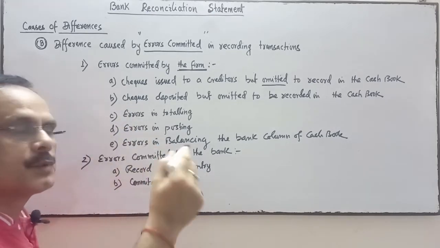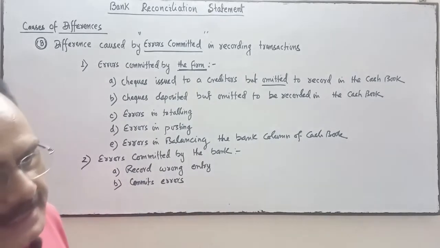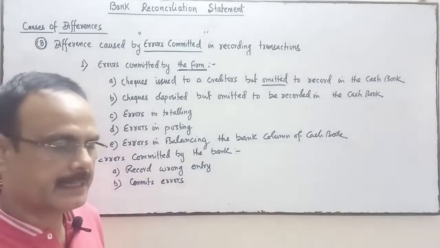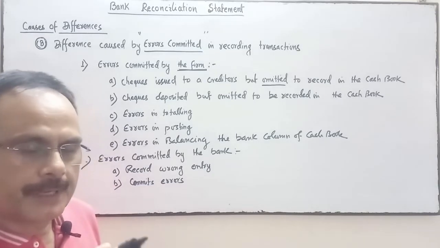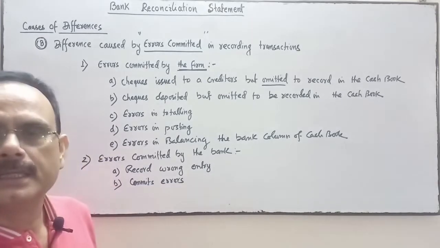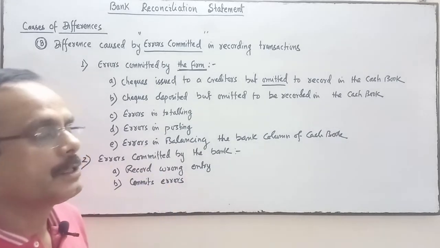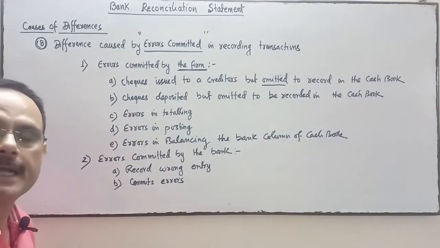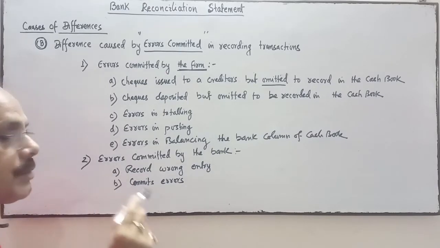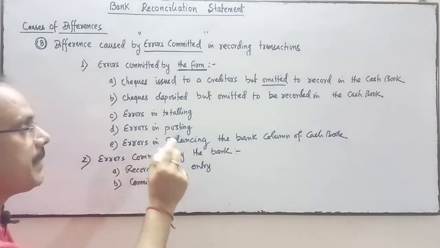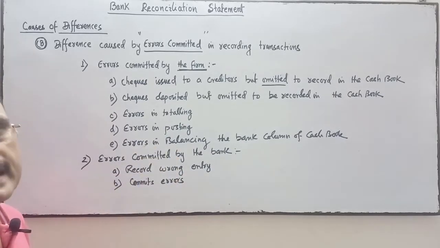The error in posting. Instead of posting in the credit side of the cash book, we have wrongly posted in the debit side. Instead of posting in the cash column, we have posted in the bank column. Instead of posting in the bank column, we have posted in the cash column. So these are the errors committed by the accountant of the business in the cash book. Errors in balancing the bank column of the cash book.